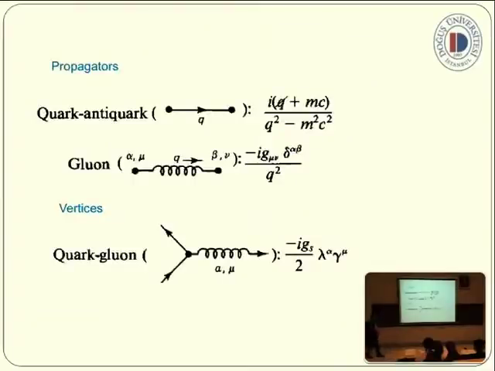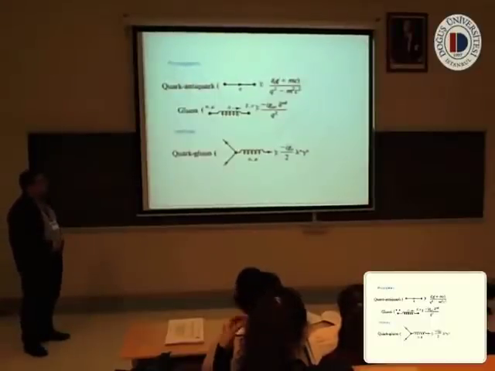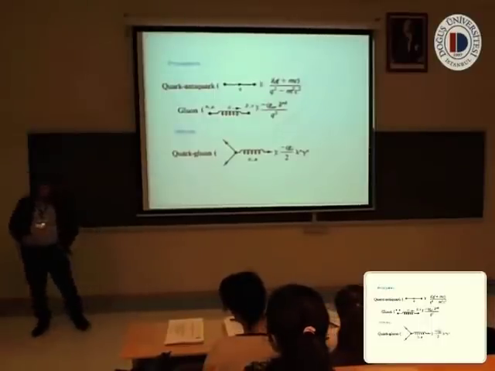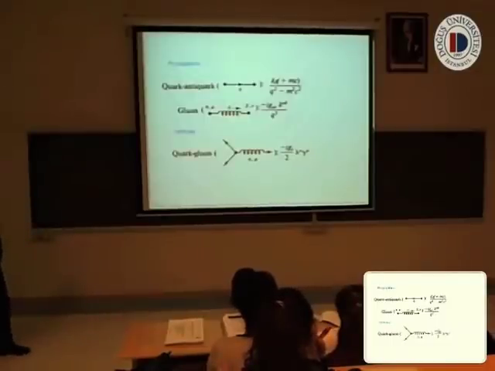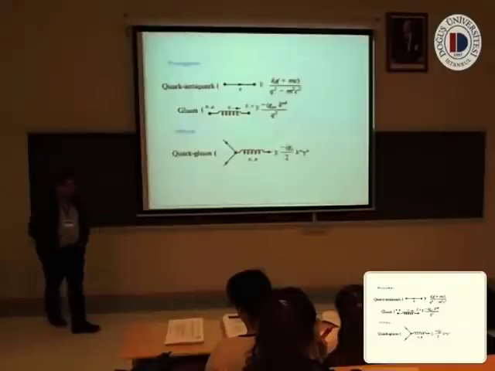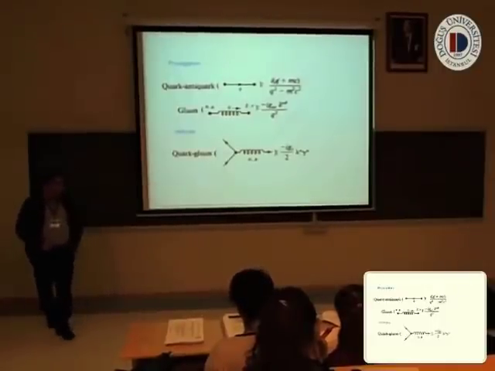For propagators, for quark and also antiquark propagators, we will write the same expression as in QED for leptons. And for gluon propagators, we will write minus i g mu nu delta alpha beta. Alpha and beta are color indices, and mu and nu are Lorentz indices. And for the quark-gluon vertex, we will write minus i g_s over 2 lambda alpha gamma mu. Lambda alpha are, as you know, the Gell-Mann matrices.